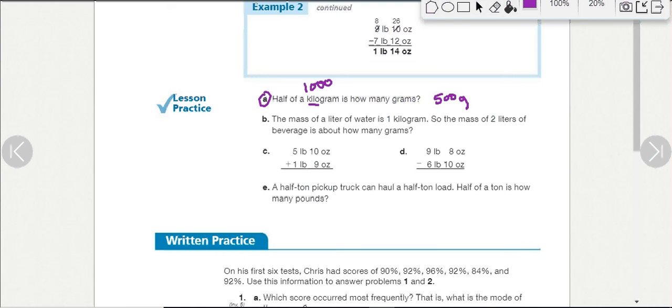Abbreviate. The mass of a liter of water is 1 kilogram. So the mass of 2 liters of beverage is about how many grams? Mass of a liter of water is 1 kilogram. Mass of 2 liters of beverage is about how many grams? 2 liters, each one being worth a kilogram, means we could think of this instead as 2 kilograms. And we've been working with those a lot in converting. I would expect that to be 2,000 grams. Correct me if I'm wrong.